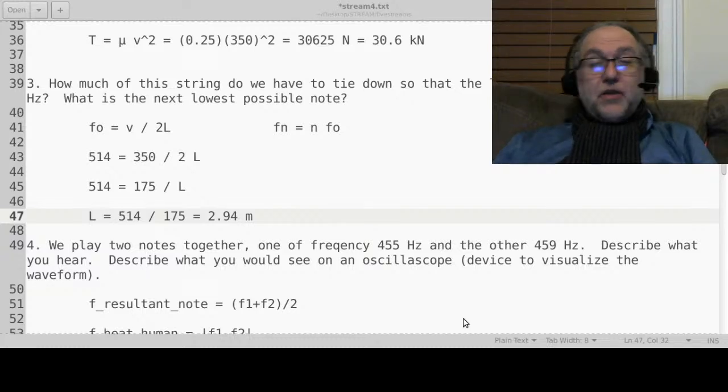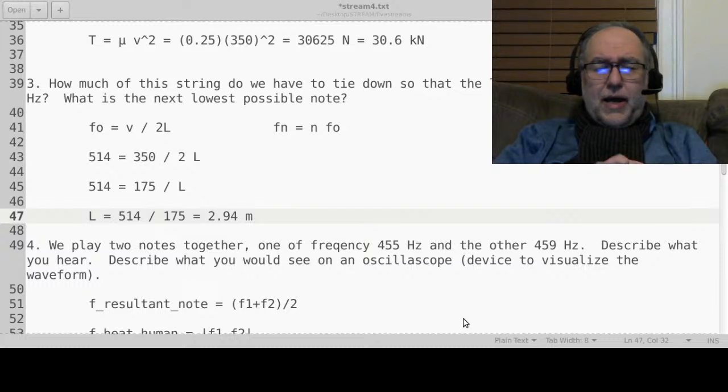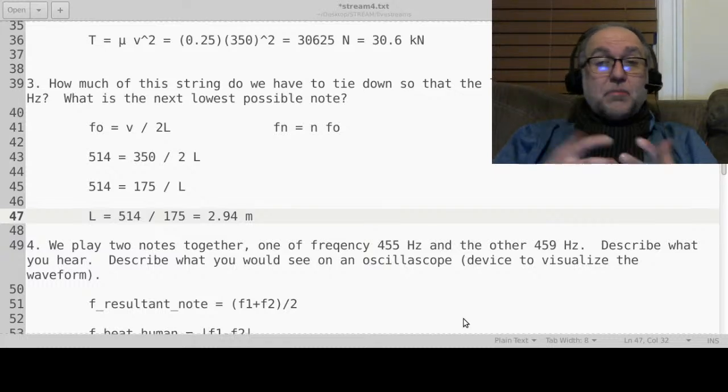Okay, anyhow, so there we go. That's the story with standing waves. What's the next one? Well, the next one is beats. And with beats, the formulas are pretty easy, but the concept's a little bit tricky. So we'll do the problem, and then I've got a little demonstration for you to show you what beats are.